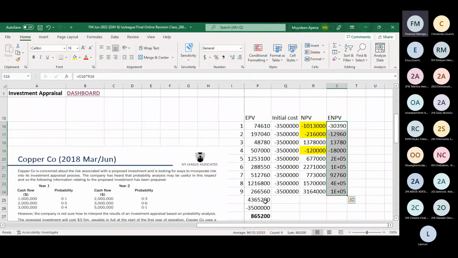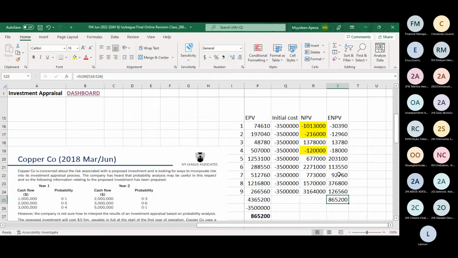And guess what? If you sum all of these, it will give you the same value you got in here. Can you see it? Hello, can you see this?